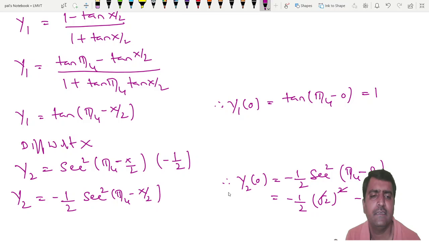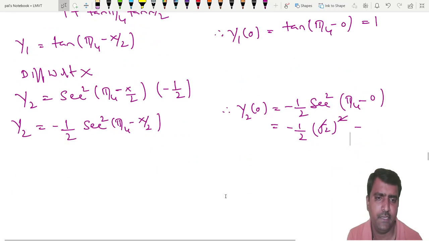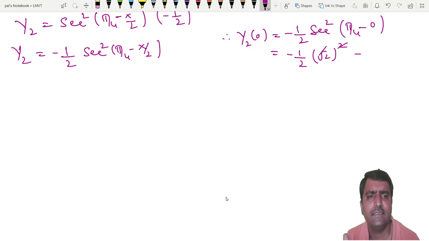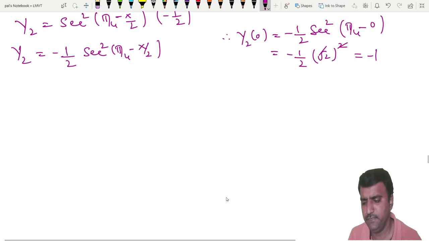Sorry, this is not visible for you. Okay, now it is minus 1 by 2. So secant pi by 4 is root 2. Root 2 square. Root and square cancels, remaining is 2. 2 cancels, remaining is minus 1. This is y2 of 0. So again I differentiate y2 to obtain y3. So differentiate this with respect to x.